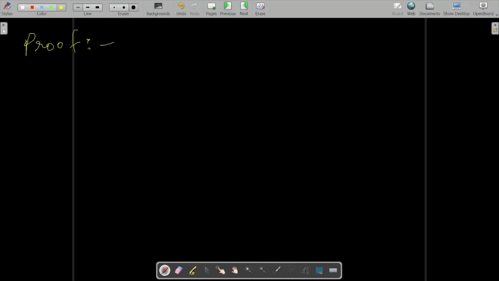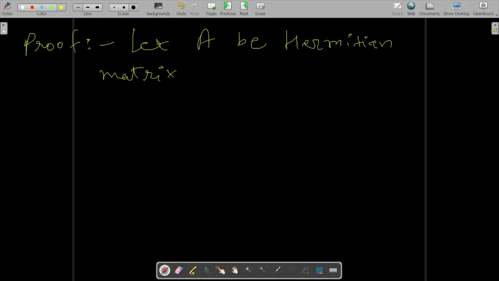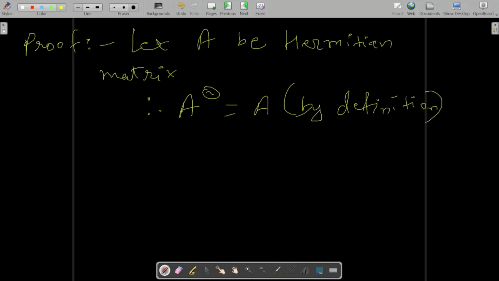Proof. Let A be a Hermitian matrix. So by the definition of a Hermitian matrix, A conjugate transpose should be equal to A. That is, your Aij should be equal to your Aji conjugate, right?